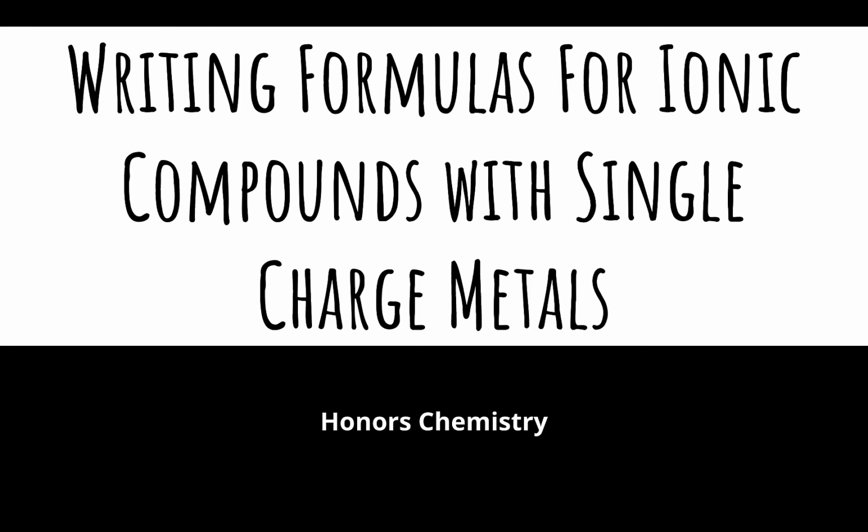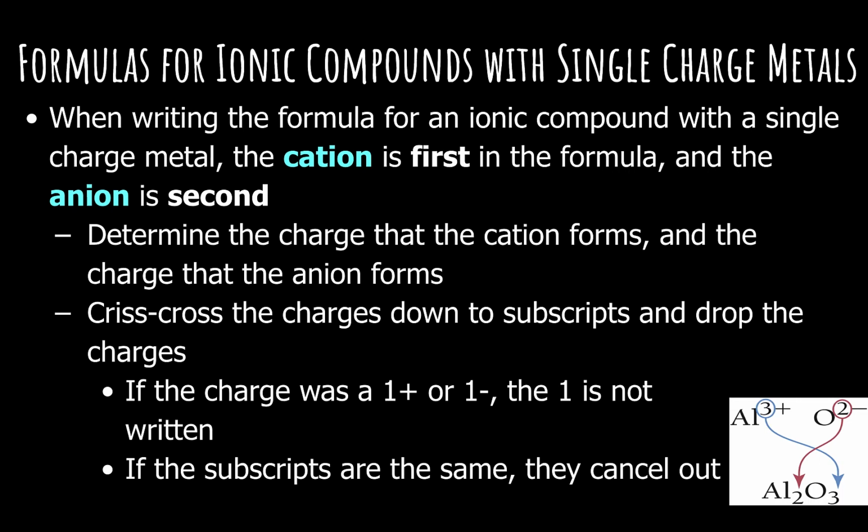Okay, the next thing we want to look at is writing formulas for ionic compounds with single charge metals. So we're still talking about the same groups of metals: group 1, group 2, group 13, and then the couple transition metals that we had talked about. And this time we're going to start with the name and translate the name into the formula. So when we do this, we still have the cation first and the anion second.